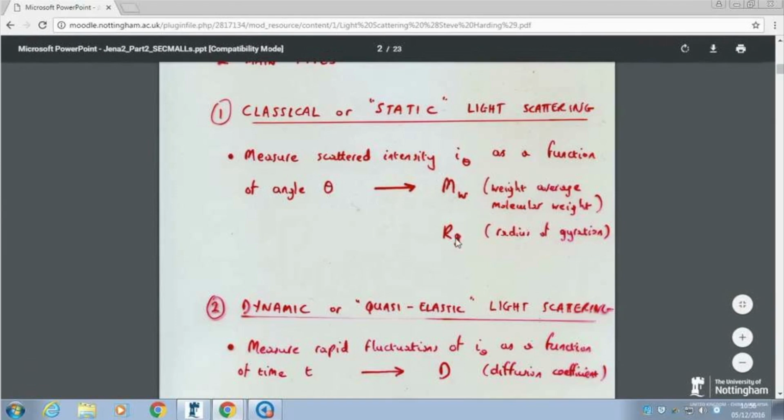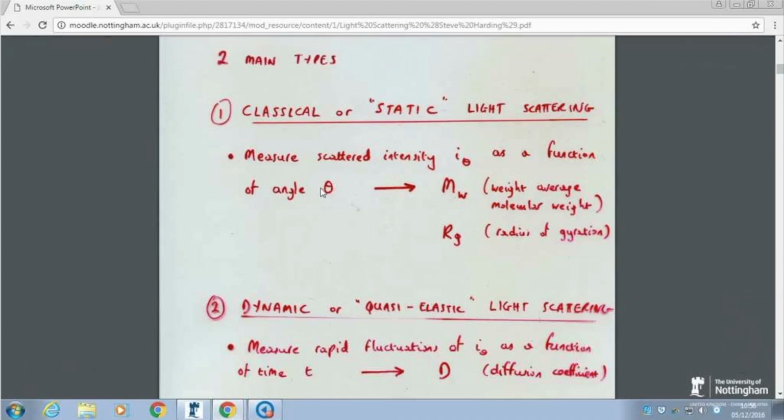And we can also get this friend here, the radius of gyration, Rg. Remember we talked about it before, but never actually mentioned how we measure it. Well, light scattering is one of the methods for getting it. There's X-ray scattering as well from solutions. So we can get the Rg, provided the particles aren't too small.